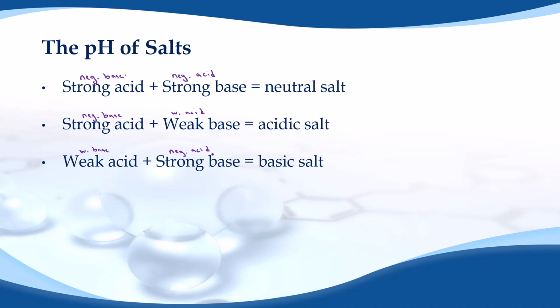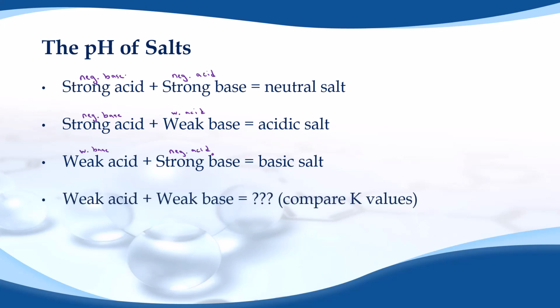Now, we have one more combination, which is what do we do if it's weak-weak? Weak-weak presents us a problem in that the only definition for weak is that it dissociates somewhere between slightly above 0 and slightly less than 100%. So that's a very wide range of acidic and basic strength. Probably the easiest way to do it, if you're given K values, so Ka and Kb, is to compare them. Whichever one is larger wins.